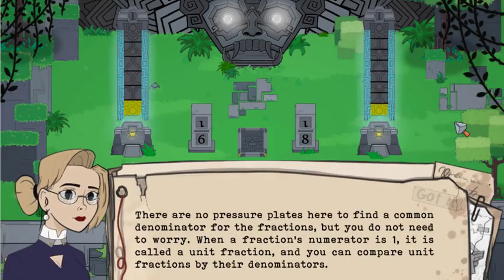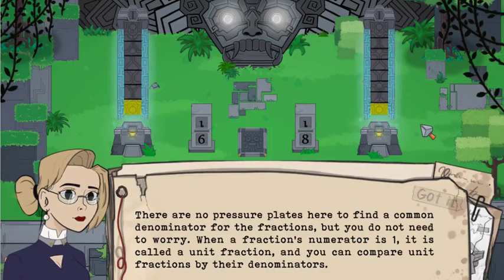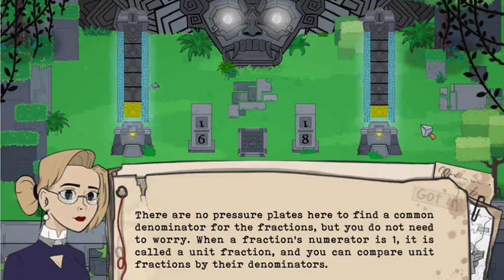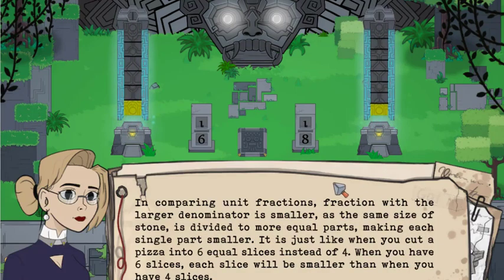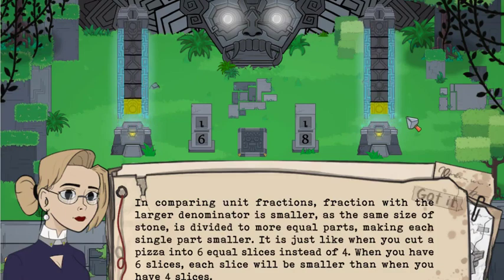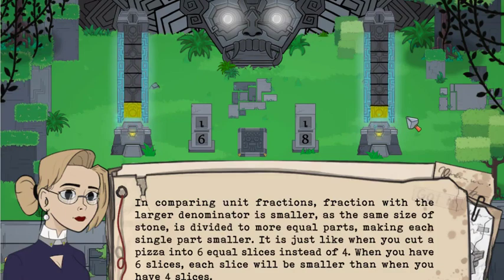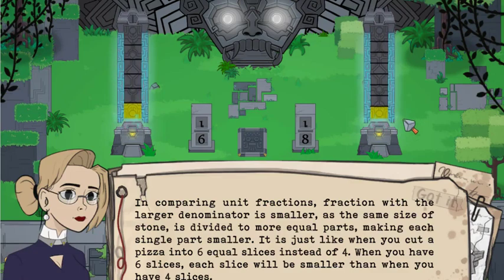There are no pressure plates here to find a common denominator for the fractions, but you do not need to worry. When a fraction's numerator is 1, it is called a unit fraction, and you can compare unit fractions by their denominators. In comparing unit fractions, the fraction with a larger denominator is smaller, as the same size of stone is divided to more equal parts, making each single part smaller. It is just like when you cut a pizza into 6 equal slices instead of 4. When you have 6 slices, each slice will be smaller than when you have 4 slices.